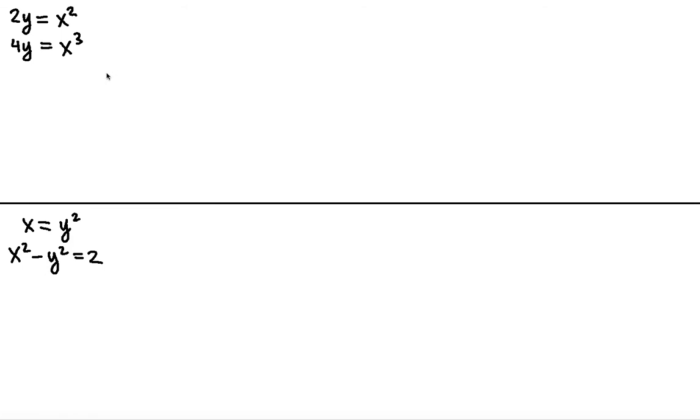So here, how do we solve this? In order to solve this, first we have to solve for y. The best thing to do is to solve for y in each line provided. So if you divide both sides by 2 in the first equation, you will get y equals x squared over 2. If you divide the second equation by 4, you will get y is equal to x to the third divided by 4.